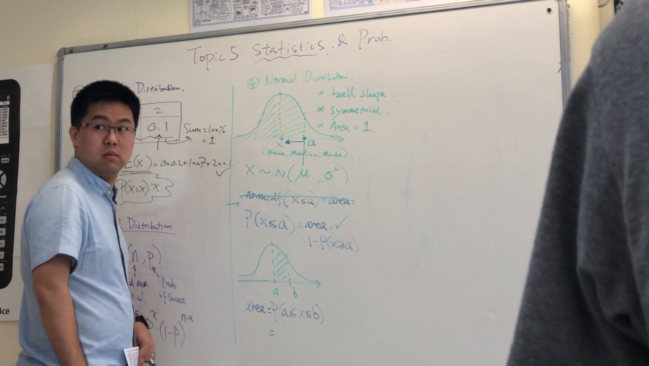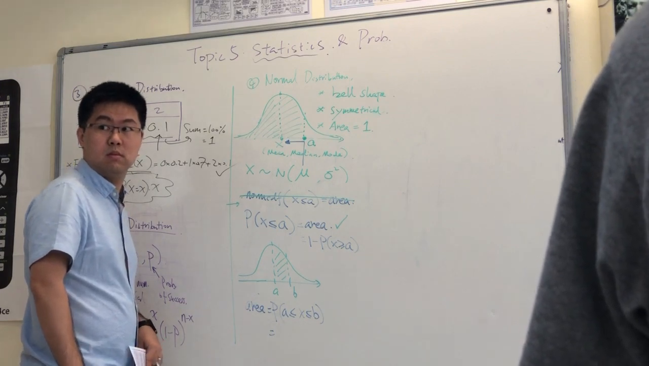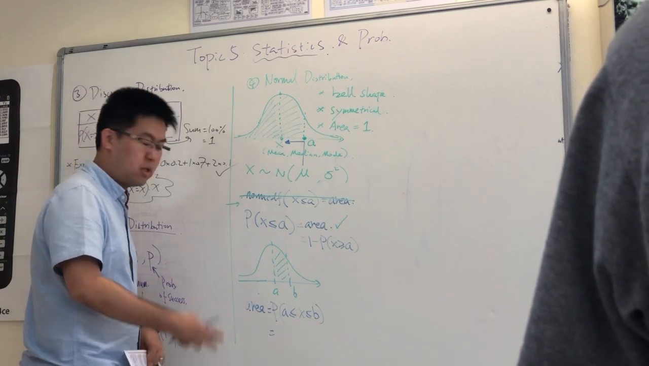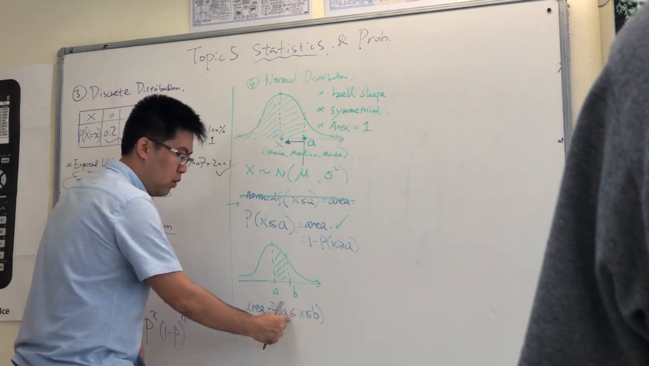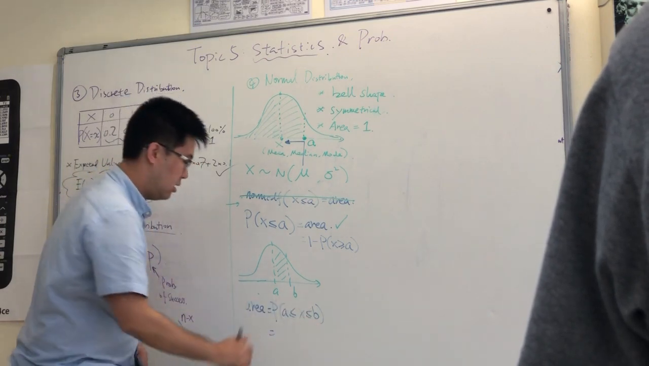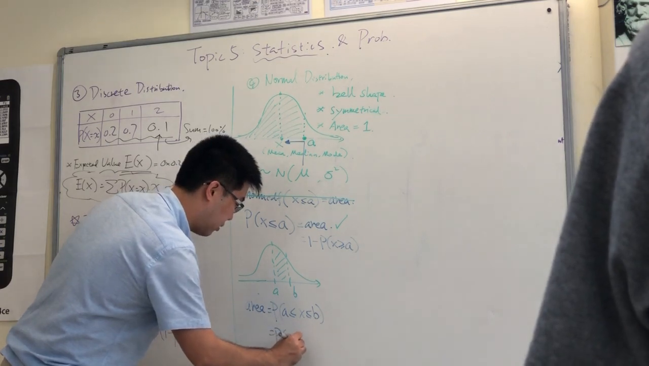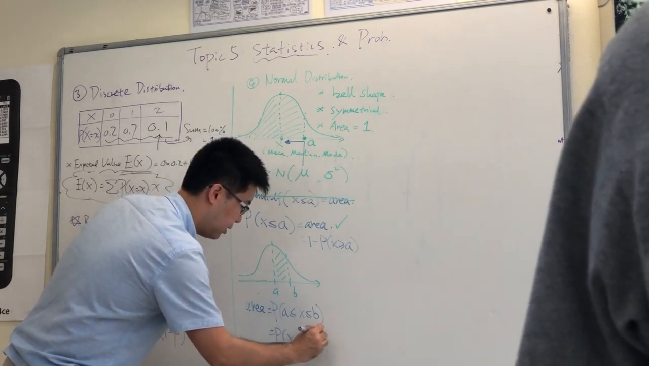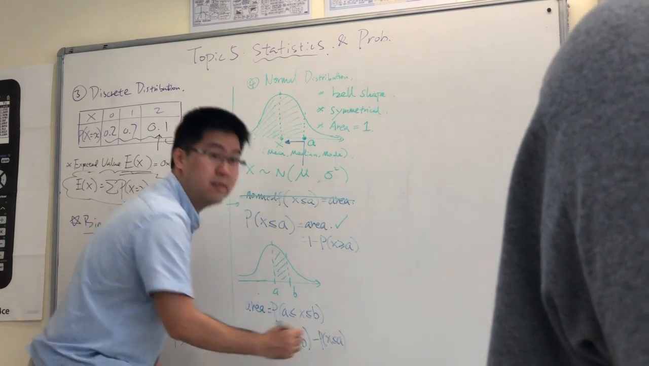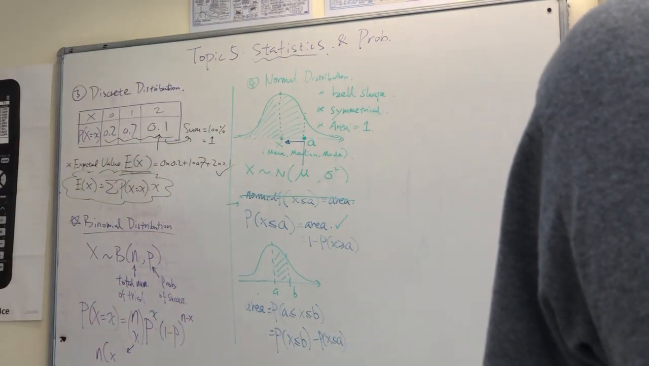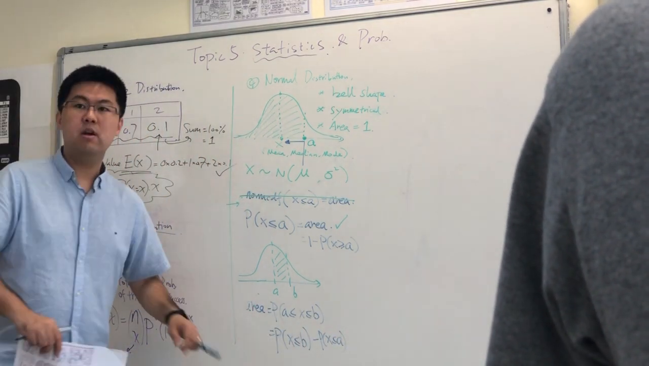With normal distribution, if you have A and B, you can just plug in lower and upper. Do it for B and then you minus A. You can also do P(X is less than or equal to B) minus the probability of X is less than or equal to A, right? Just bear in mind both methods will work.